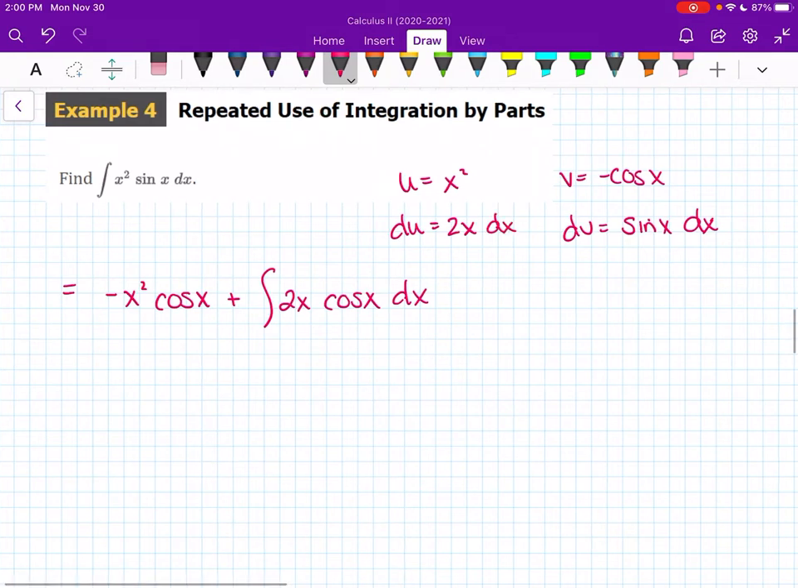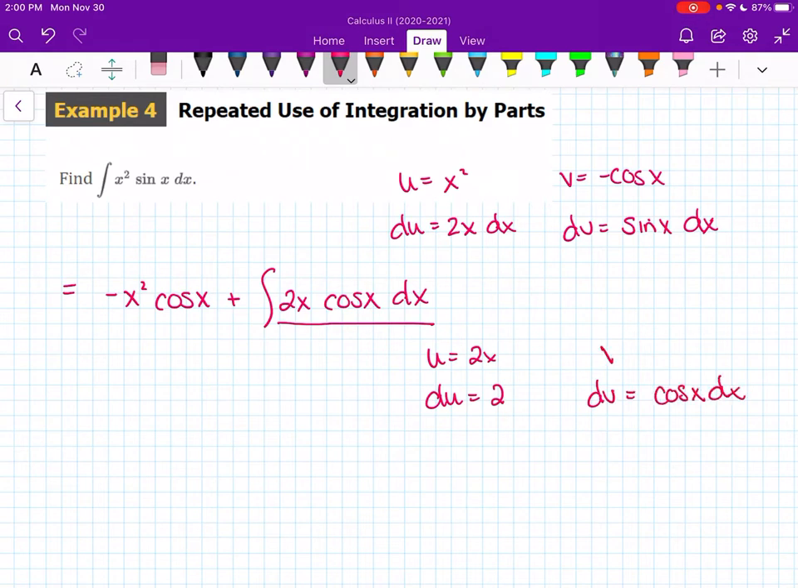That's where it is. And then this integral, I'm going to use integration by parts again because I have the product of two functions where one is not the function of the other. So I'm going to let u equal 2x. So then du gives me 2. And then I'm going to let dv be cosine of x dx. So then v is going to be sine x.